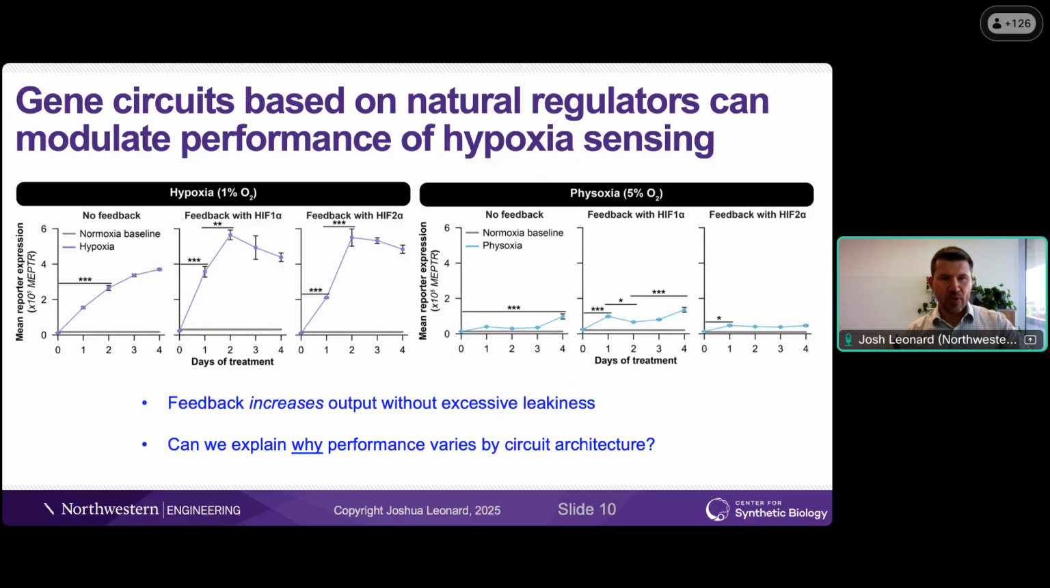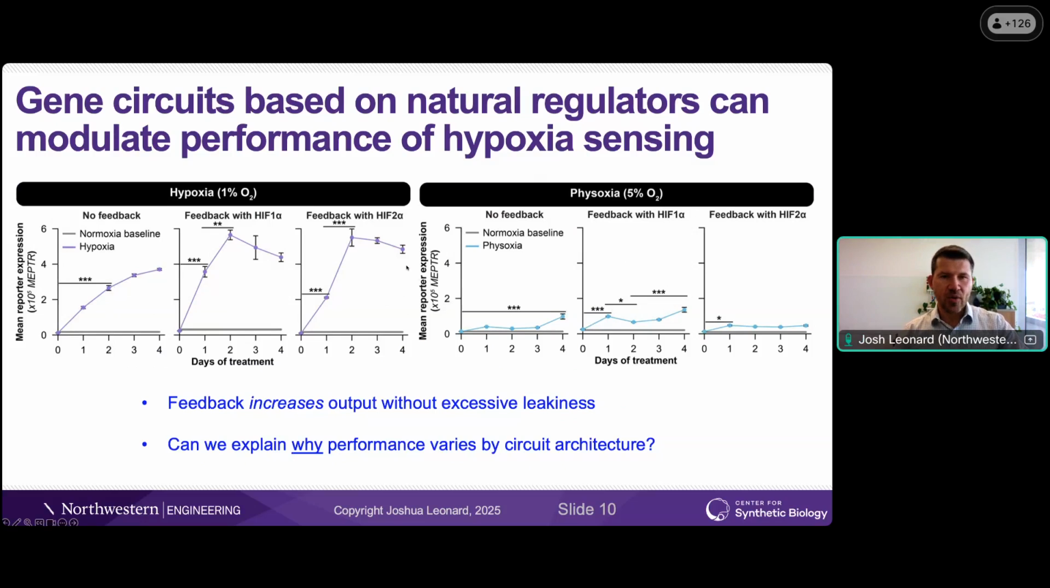And so here's an example of what that looks like when you place these under two conditions. The left graph is under hypoxia. The right graph is under physoxia. Sometimes people do this at 20% O2, but that's not really representative of the difference we're trying to strike here between healthy tissues and hypoxic tissues. And the base case circuit is an improved version of an engineered promoter. That's our left graph over here.